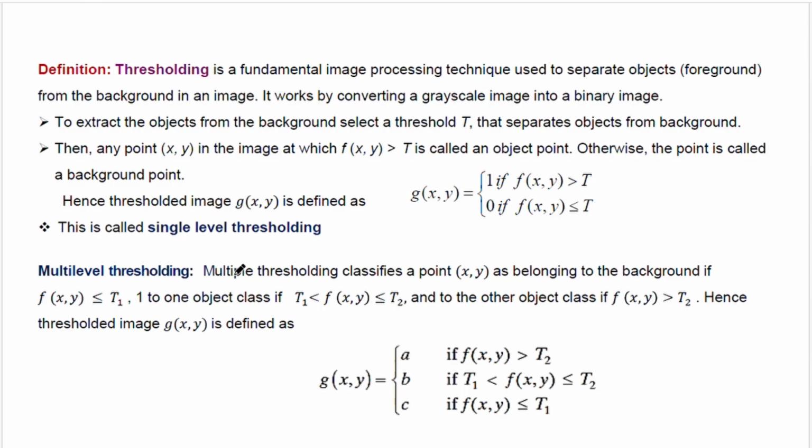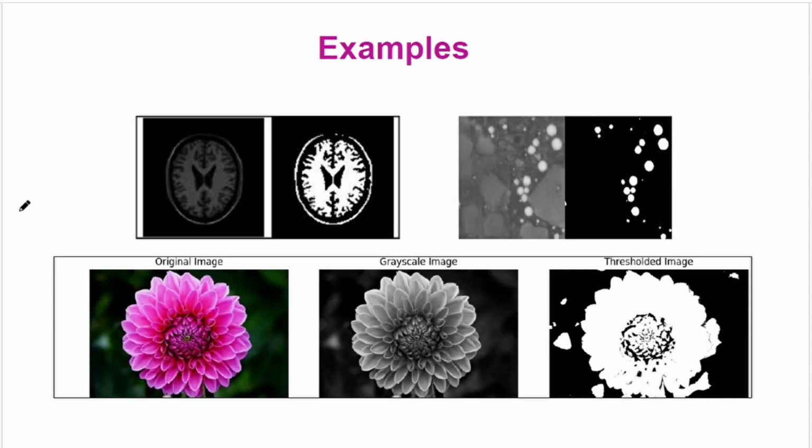Okay, I'll show you the examples. See the example, brain phantom. This is the original image and this is the thresholded image. And see this galaxy. This is the original image and this is a thresholded image. If you see this image, this is a color image. When you apply thresholding on this color image, first it gets converted into grayscale and then into the thresholded image.